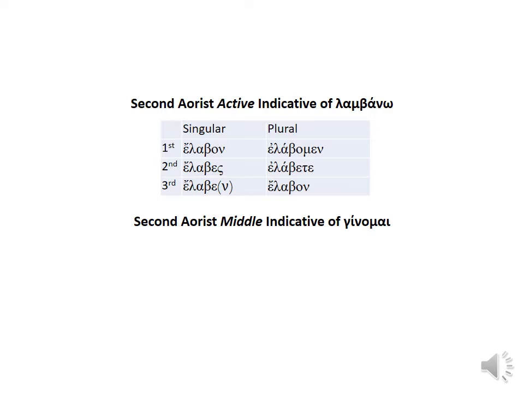So again, one easy way to do this as you practice is to divide the parts of the word. Begin with your stem, which you've gotten from the third principal part, add your augment to the beginning, and then add your secondary active personal endings using connecting vowel omicron before mu or nu, and epsilon before everything else.